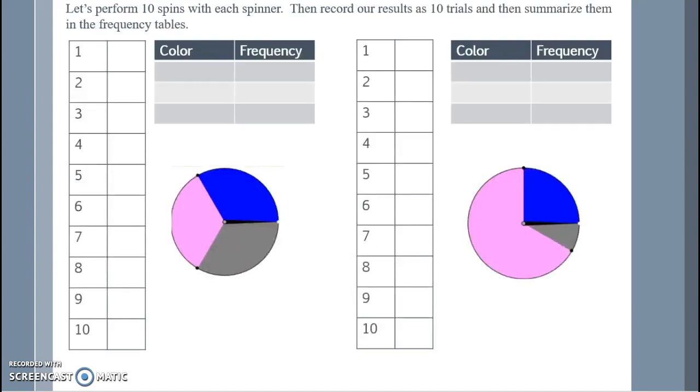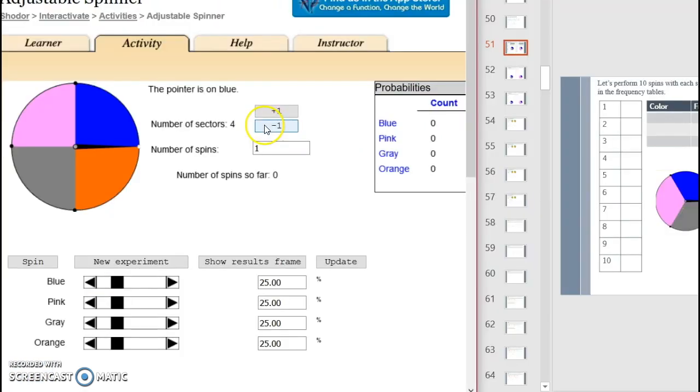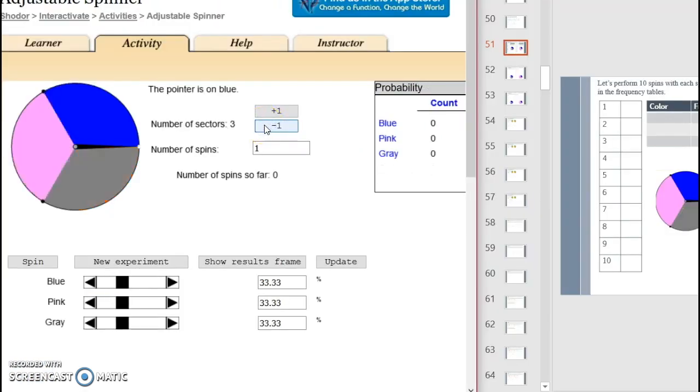Let's perform 10 spins with each spinner, then record our results as 10 trials and then summarize them in the frequency tables. Subtract the number of sectors so that it looks similar to mine. And we're going to spin it 10 times.